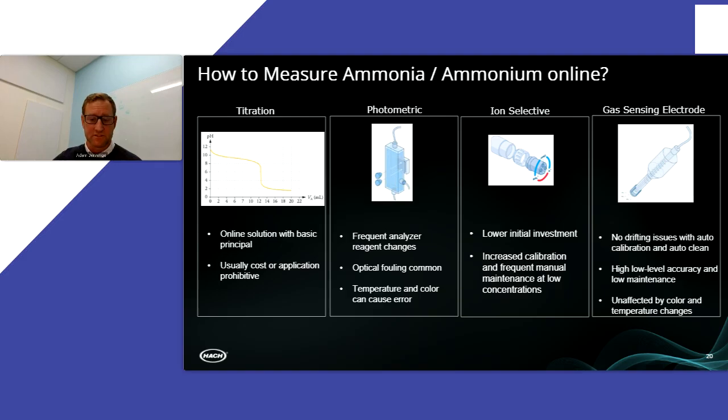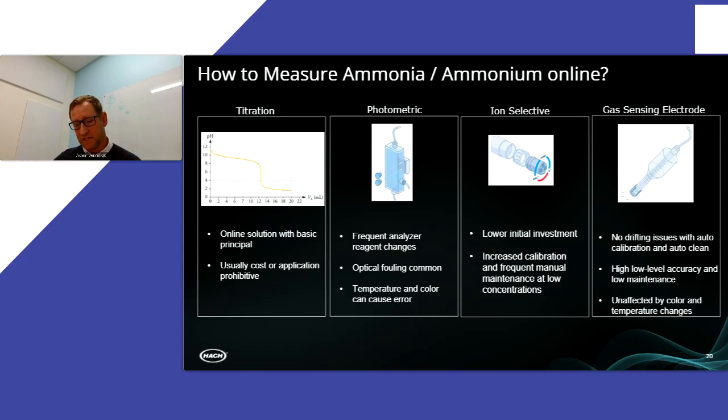Then we have ion selective electrodes. They're usually a lower investment cost. There are cases where, as we get lower with our ammonia concentration, running at low levels, below 1 or even significantly lower, the calibration and maintenance at those low concentrations can be quite a bit higher. Then we have the gas sensing electrode, and this is where we're going to camp a little bit today, because this is the technology that we've improved on and added some nice features to help us monitor in real time and take out some of these common challenges that we come across with other measurement technologies.